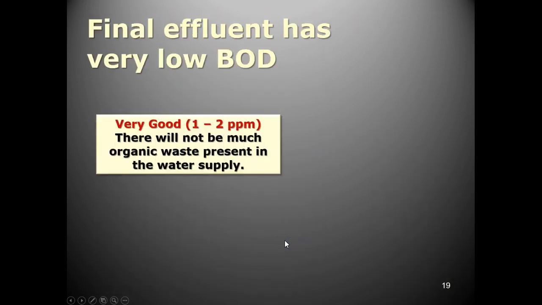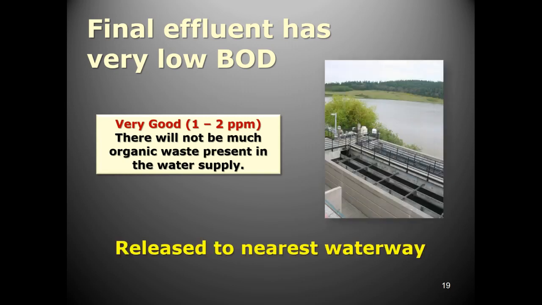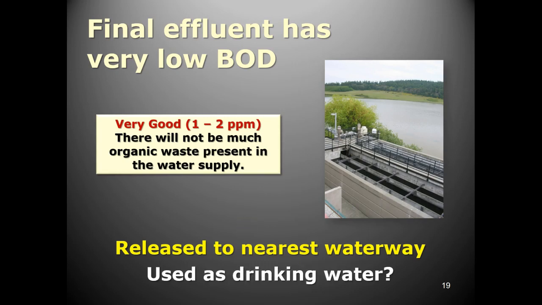So at that point in time, the BOD is going to be very, very low. We're looking at 1 to 2 parts per million. And that's what the regulations tend to be before they can be discharged into the environment. If they have a higher than that BOD, they have to go back and retreat it until they can get it down to that point in time.